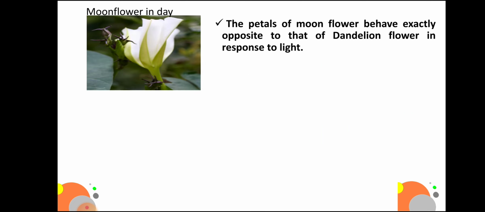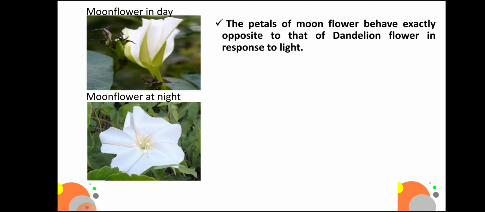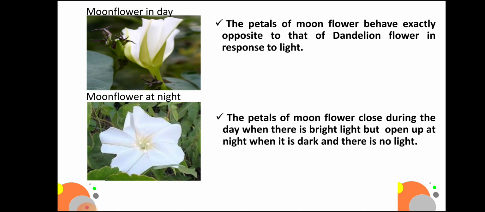Another example is that of the moonflower. The petals of the moonflower behave exactly opposite to that of the dandelion flower in response to light. The petals of the moonflower close during the day when there is bright light but open up at night when it is dark and there is no light.